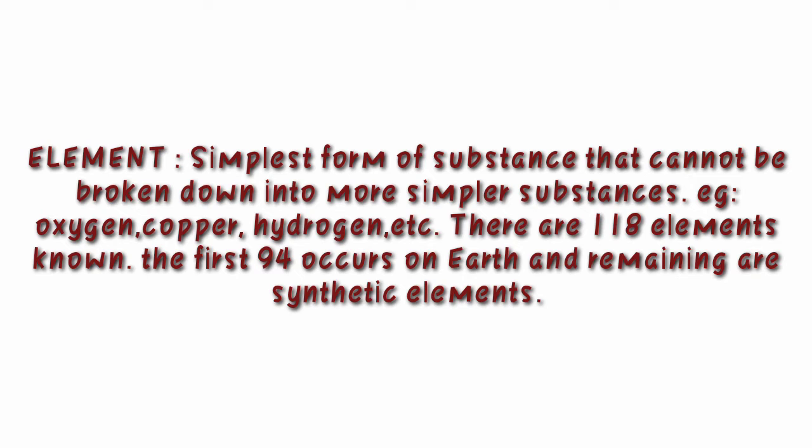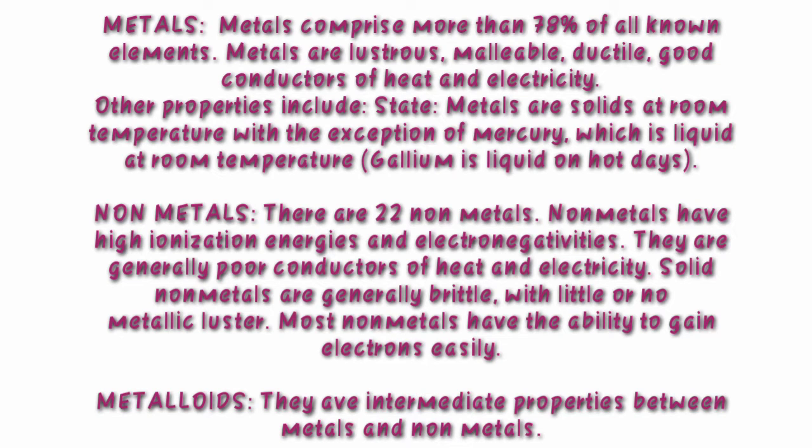There are 118 elements known till now. The first 94 occur on Earth and the remaining are synthetic elements. Let's discuss the properties of metals, non-metals and metalloids. Metals comprise more than 78% of all known elements. Metals possess lustre, and conduct electricity and heat. They are malleable and ductile.